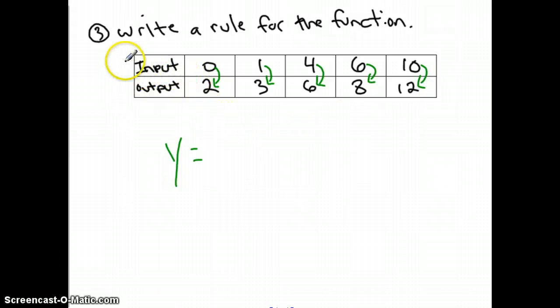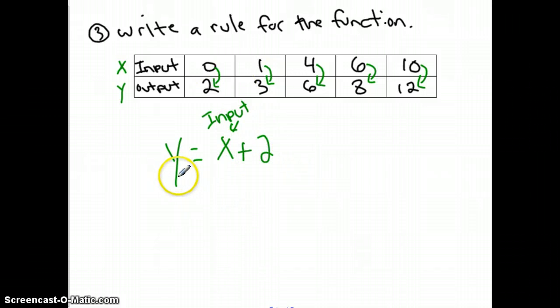So the input values, remember, that could also be the x's, and the outputs can be the y. So look at what happens to each input. Every time you start with an input, 2 is always added. Well, the input is represented by x. So this represents the input right here. Every time there's 2 being added to the input. So our rule for the function is going to be y equals x plus 2. The input always has 2 added to it.